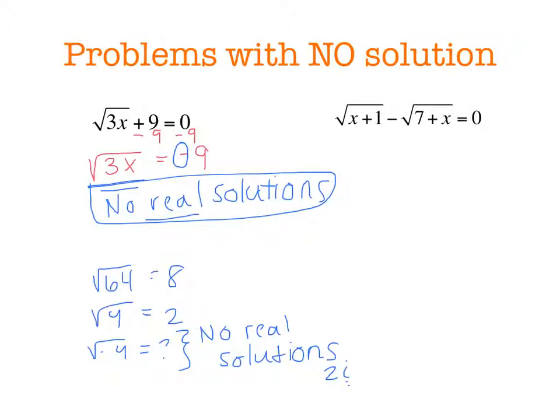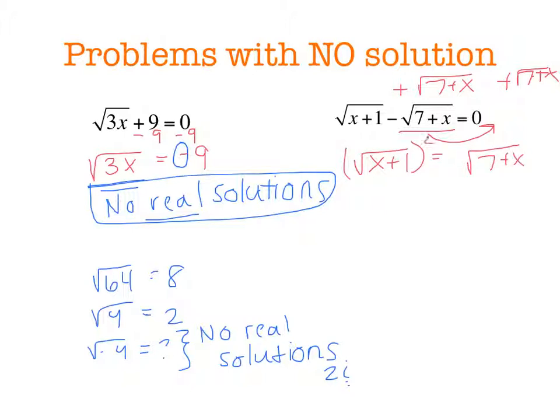Let's try our second equation over here on the right. So we want to go ahead and put our second square root on the other side so that we can square both sides. So we get the square root of x plus 1 equals, remember we're going to add the square root of 7 plus x to both sides. So we get square root of x plus 1 equals the square root of 7 plus x.